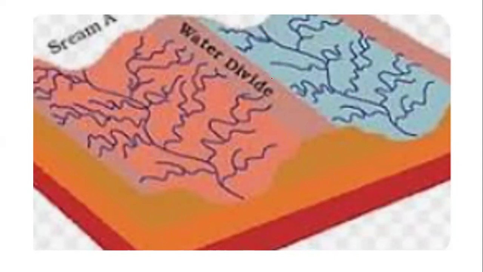Now this highland area, which is segregating two river basins, can be a mountain or a plateau or a terrain which is separating the drainage basins. This highland area is the water divide, which is separating two drainage basins.